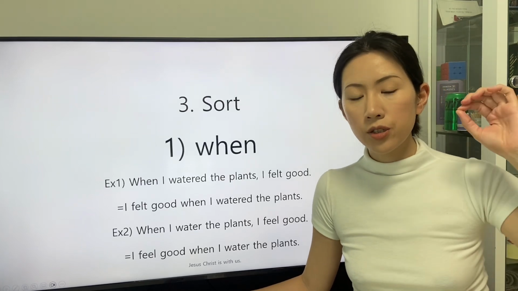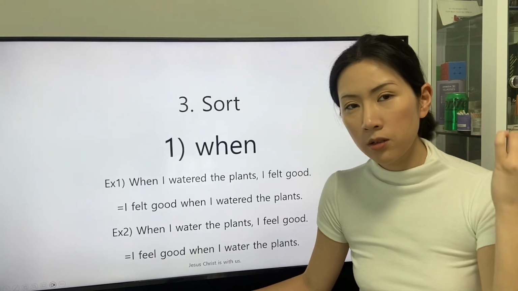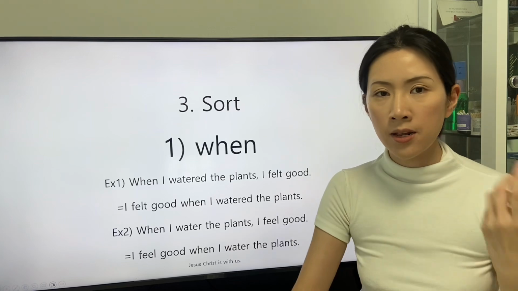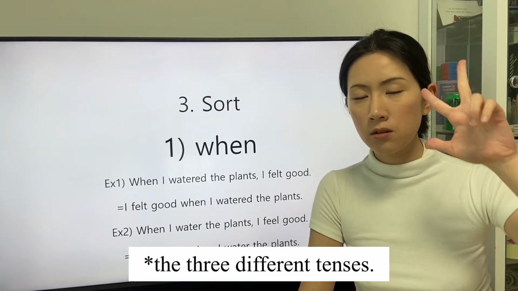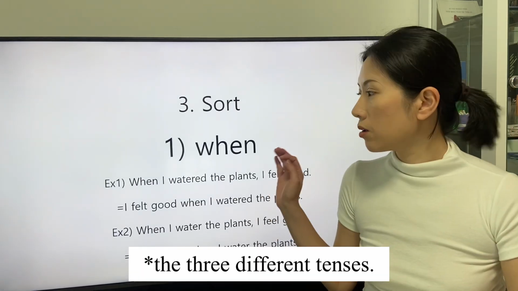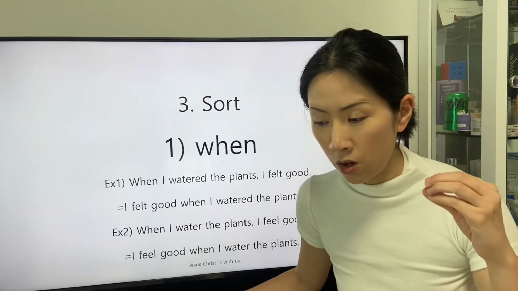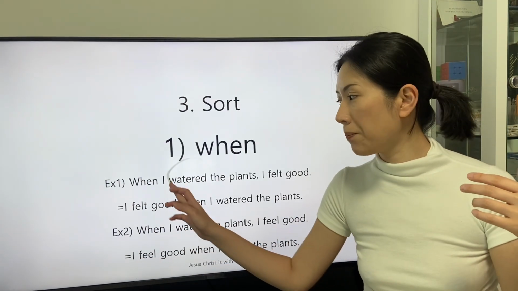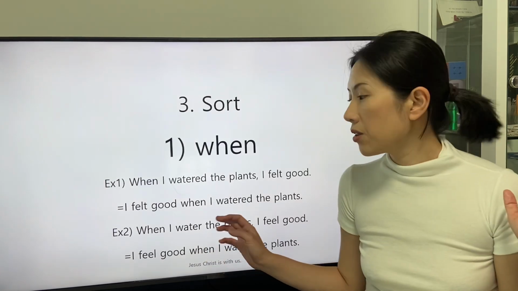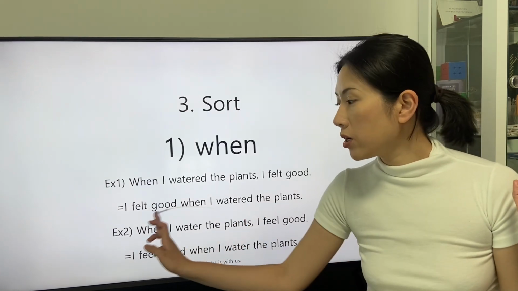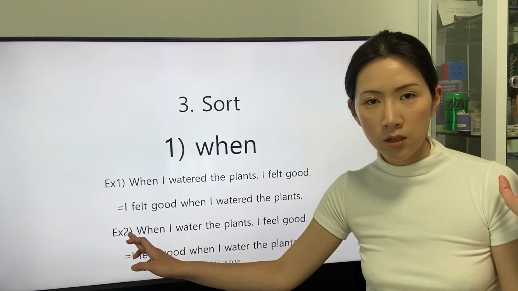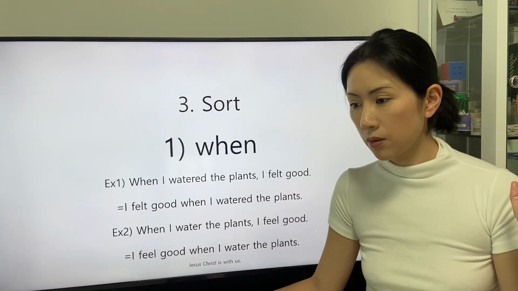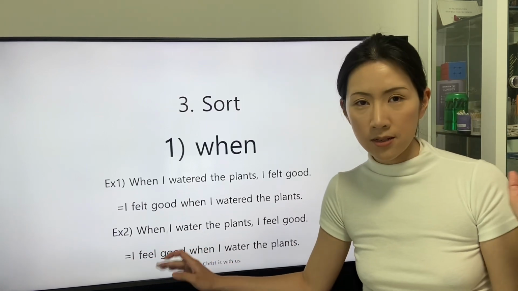Each subordinate clause is stated in the 3. The subordinate clause of the first sentence is stated in the past tense. The subordinate clause of the second sentence is stated in the present tense.